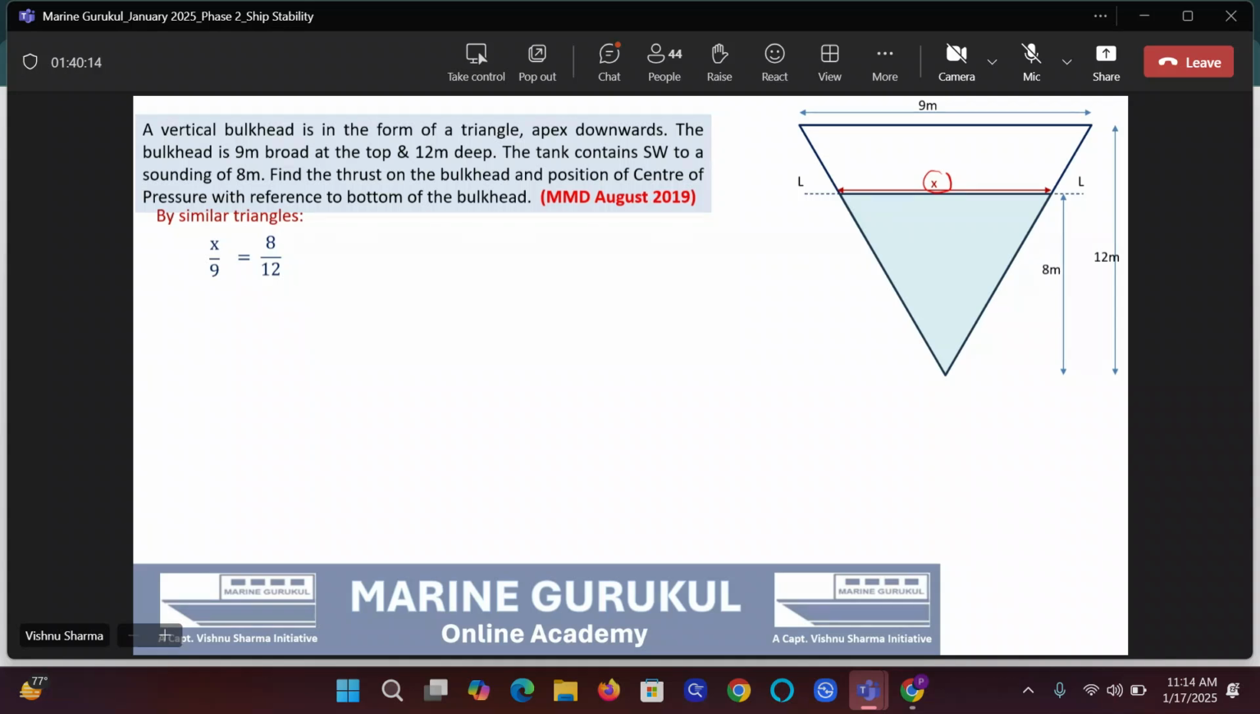And this will give us the value of X. If anybody has any doubts, let me know. Do we get X as 6 meters, guys? Yes, sir.